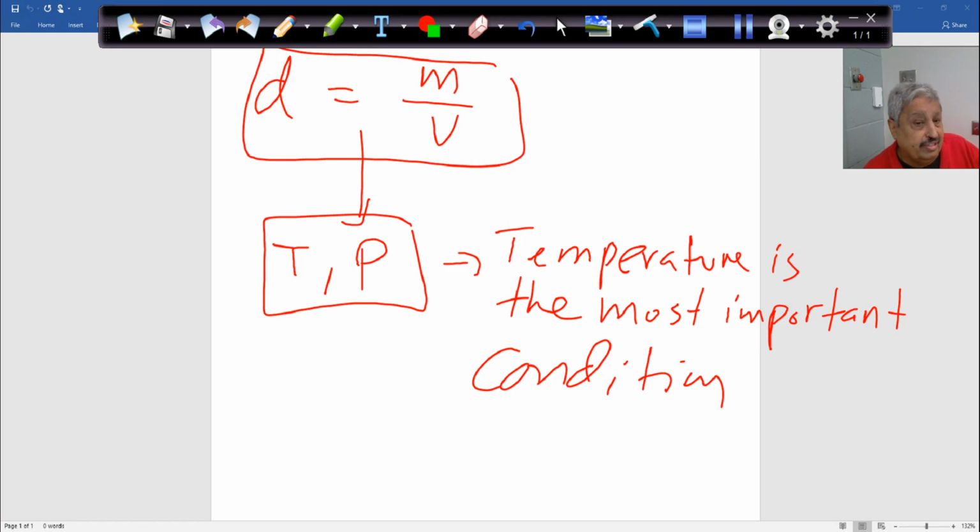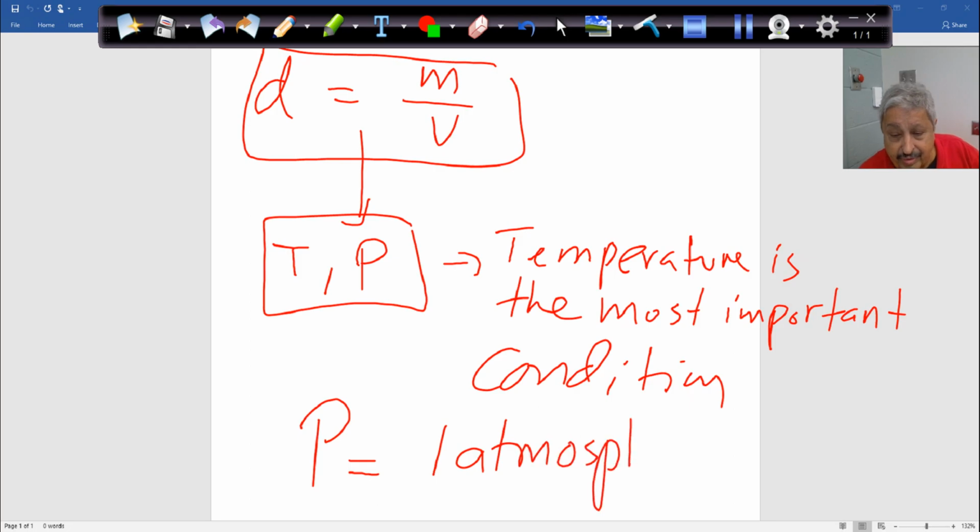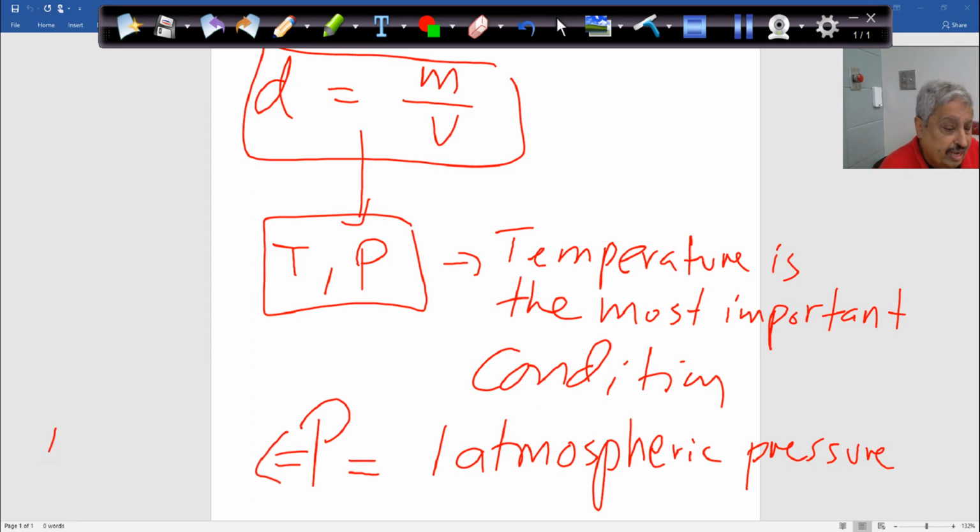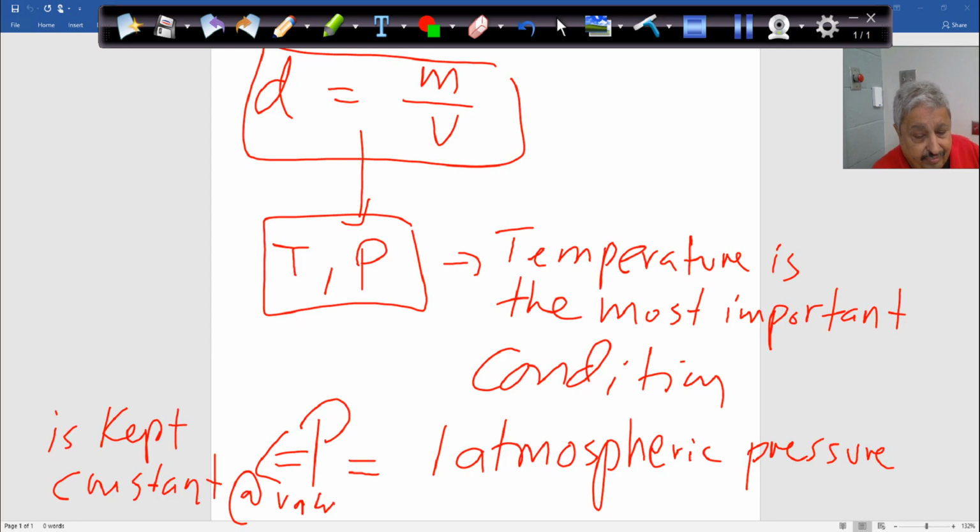And therefore the temperature will have a big effect on density. So the pressure all the time, when we measure the temperature, is always 1 atmospheric pressure. So therefore we keep it here, kept constant at the value of 1 atm, 1 atmospheric pressure.